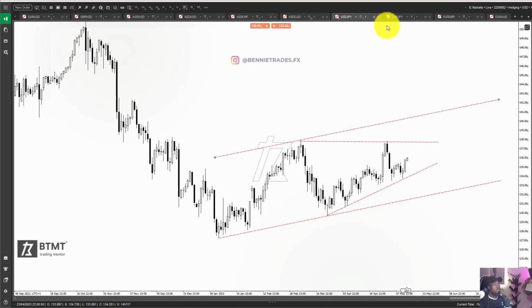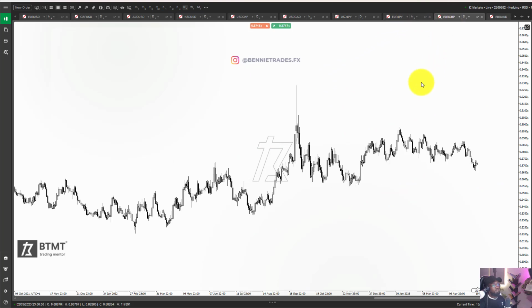Another one would be the Euro GBP. This is the daily time frame. The market is in a range which is tilted downwards. I just put in the lines there so the traders can see. It's tilted downwards, so traders can see that there is a downward channel on this. And if you observe the trend channel line on the opposite side, you can see that the market is right there at the trend channel line.